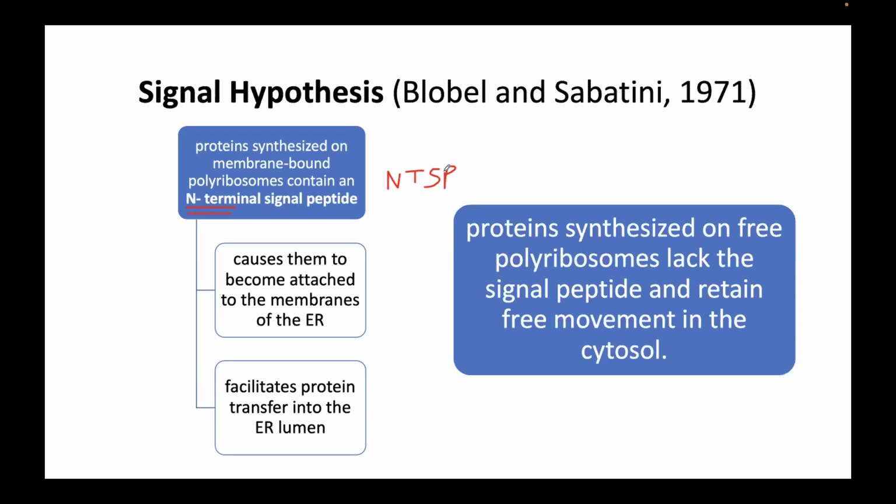N-terminal signal peptide. This is found in the polyribosomes. Proteins that are synthesized on these polyribosomes contain this peptide, and this will cause these peptides to attach to the membranes of the endoplasmic reticulum. It will help facilitate the transfer of these proteins.